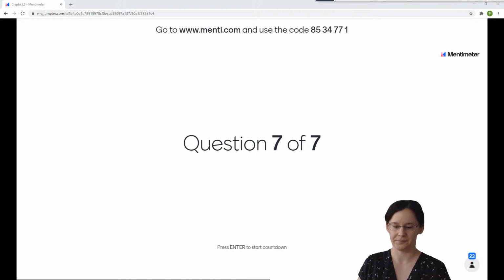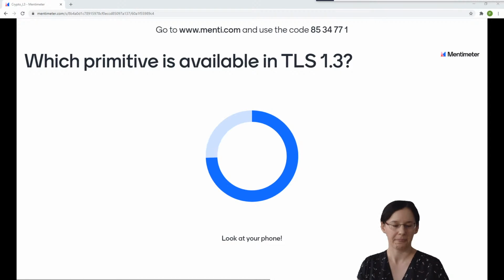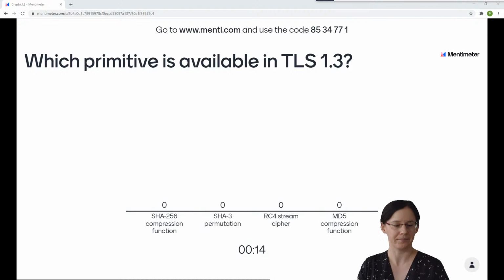Last question. Which of these primitives is available in TLS 1.3?